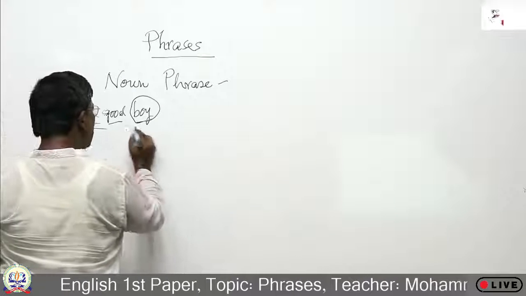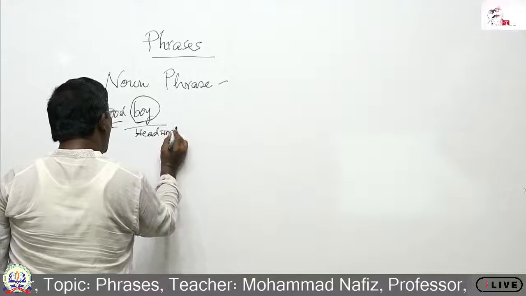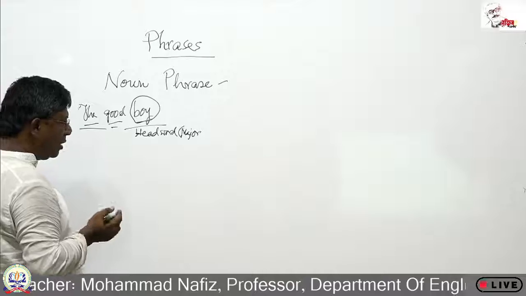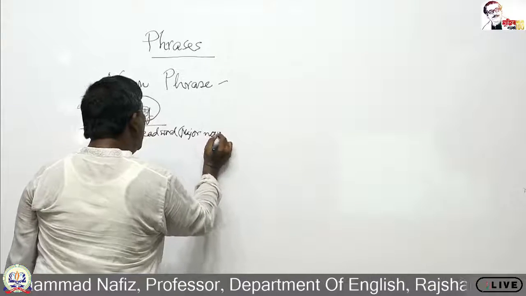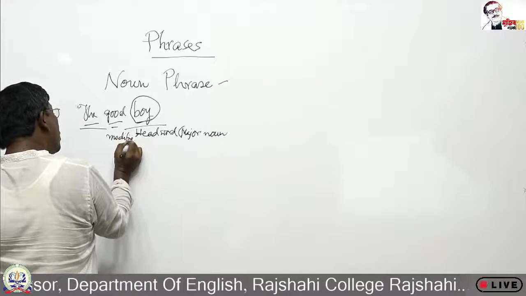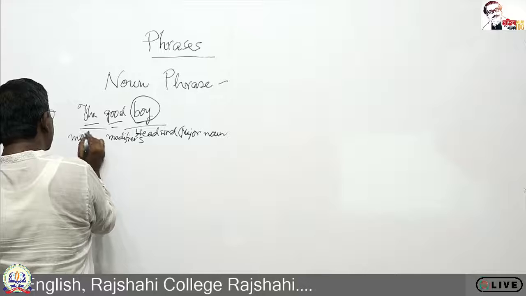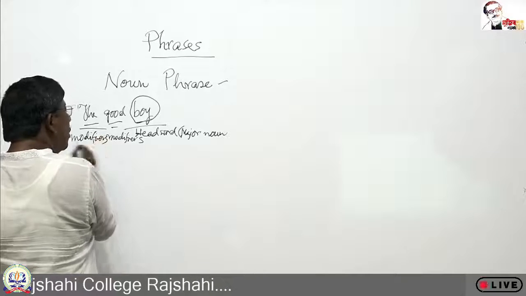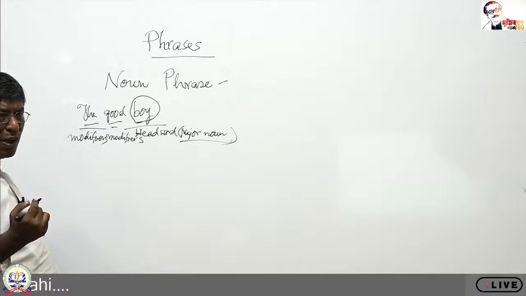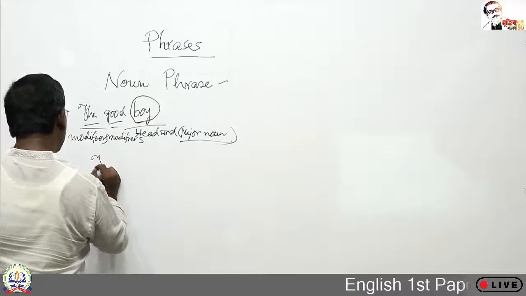Here in the noun phrase, we always have a head word or major noun, because we may have a minor noun in a noun phrase. And we have modifiers like good and the. Well, I have used the term major noun. We may have minor nouns in the noun phrases. For example, the school bus.